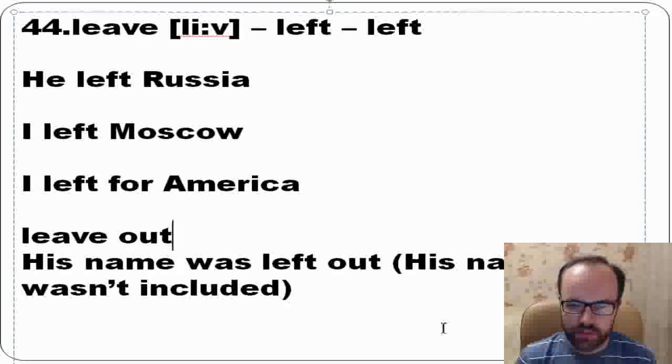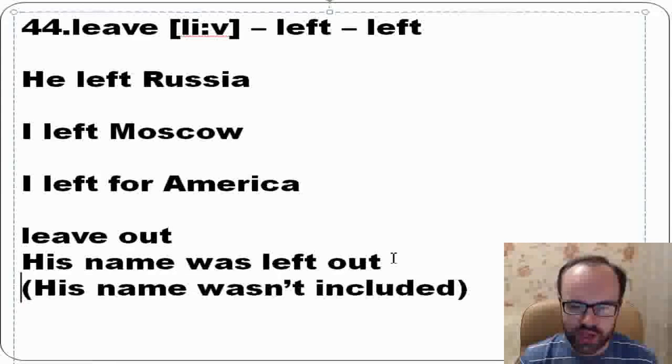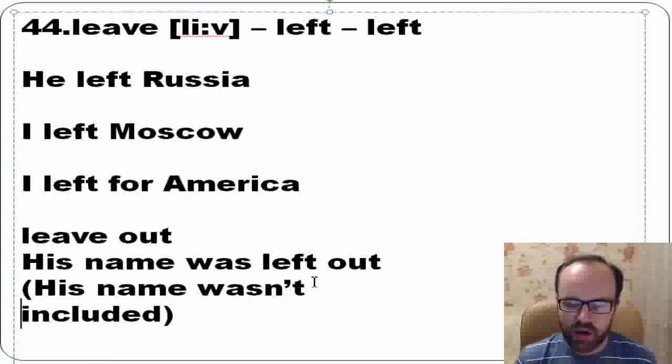It means, okay, so there is something wrong with my mouse, but I hope it will be okay. So his name wasn't included. His name wasn't included.